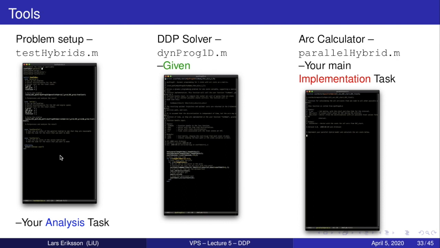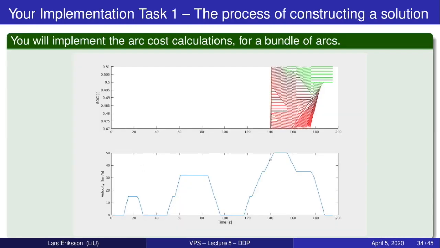How does an optimal energy management strategy behave, and how does it control the state of charge in the battery? So to summarize, the main part is to implement the vehicle model and the constraints and send a bundle of arc costs up here. And then when you're finished, you will do the unwinding and present the solution you got from the DDP solver. So here's an illustration of a certain point in the solution procedure.